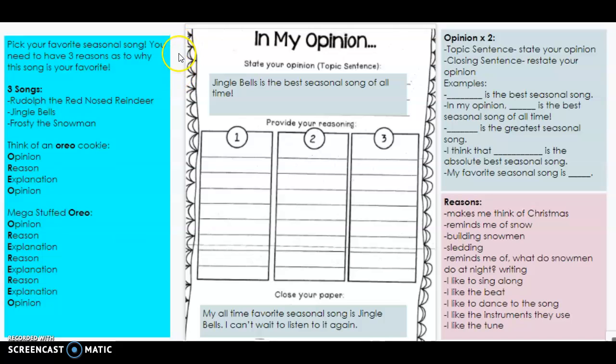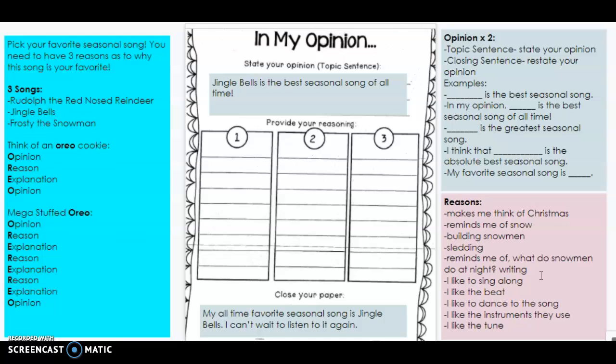All right, now we are on the Mega Stuffed 3 reasons. So you have to pick 3 reasons as to why this song is your favorite. So I'm going to go ahead and look at this little purpley pinky box down here that has some ideas of reasons. So Jingle Bells definitely reminds me of sledding. It starts off with dashing through the snow. So I'm going to use sledding as one of my reasons. And I think I'm going to do, I like to sing along, so I love to sing along to it.